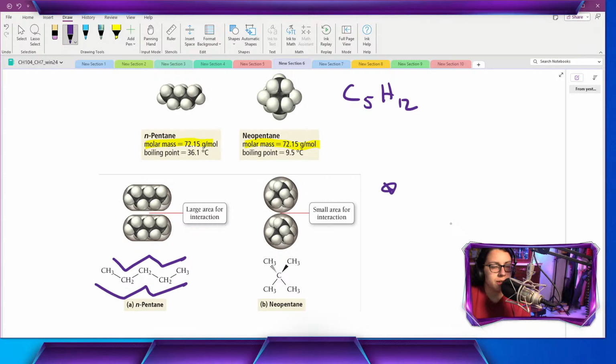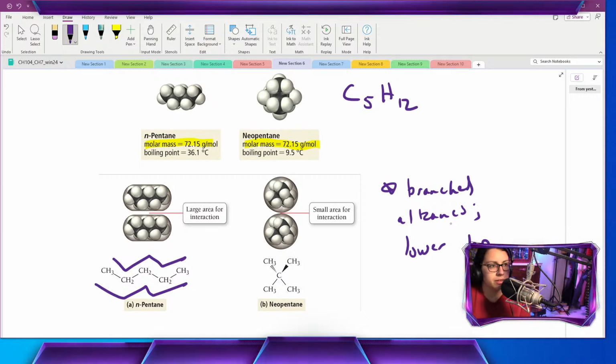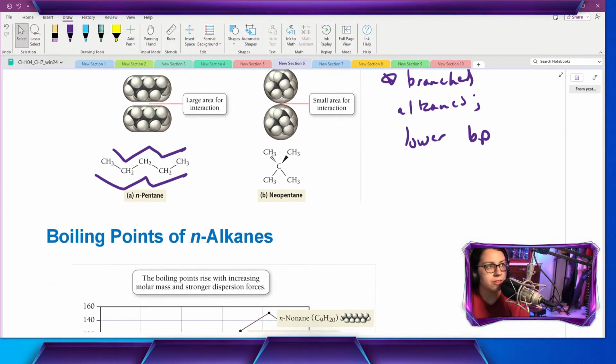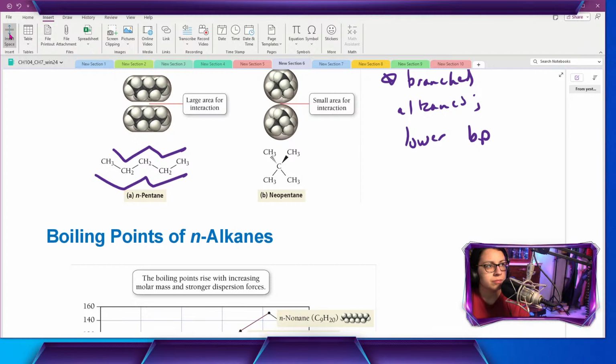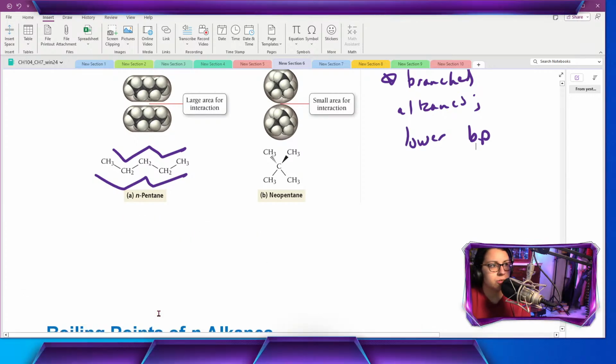And you can just make a general note that branched alkanes have a lower boiling point. And so branch just means any sort of deviation from this straight chain. And so I could just draw an example. 1, 2, 3. 1, 2, 3, 4. So something like that, right? That's a branched alkane. So it's going to have a lower boiling point than n-pentane.